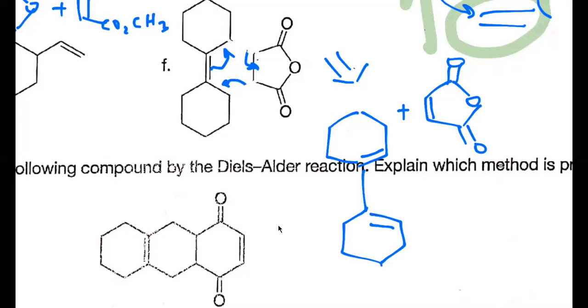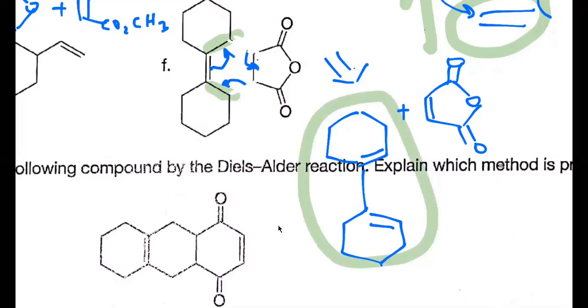Can you see up here that I'm gonna put a double bond here and a double bond here? So this is what it should look like, right? My bond in between is just a little bit longer.